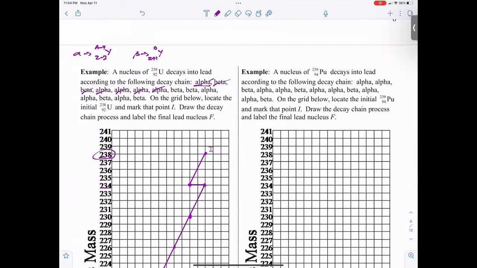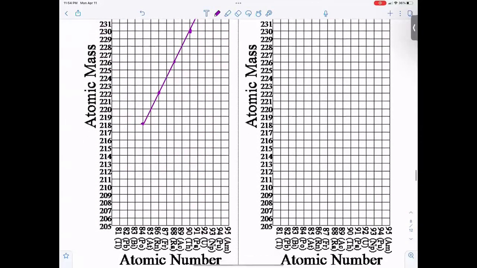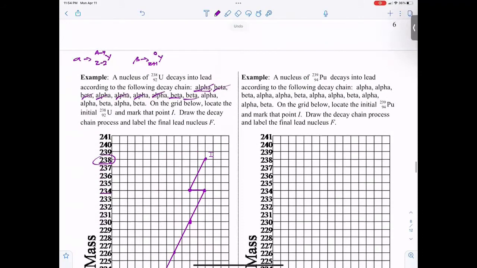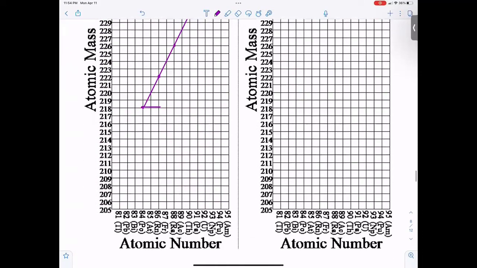Okay, now we've got 2 betas in a row. So 2 betas in a row would be add 1 proton, add 1 proton. That puts us right here. Okay, now we have 2 alphas in a row. So down 1, 2, 3, 4 over 2. Down 1, 2, 3, 4 over 2.